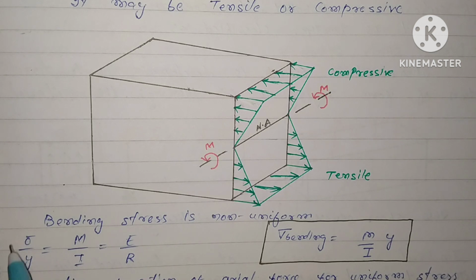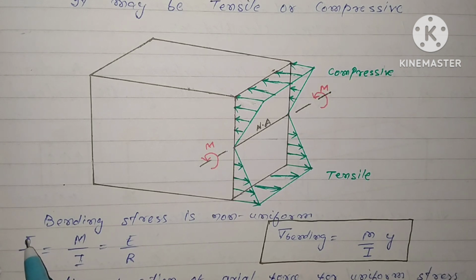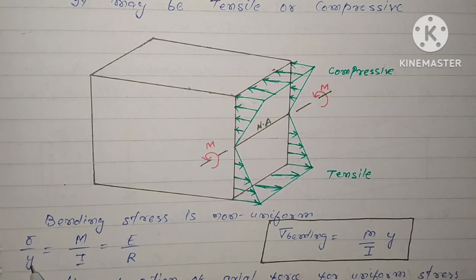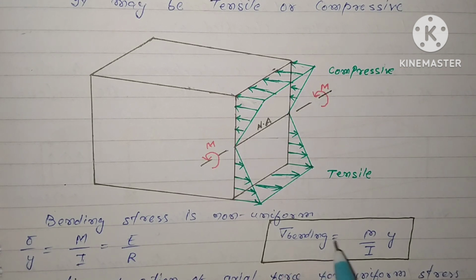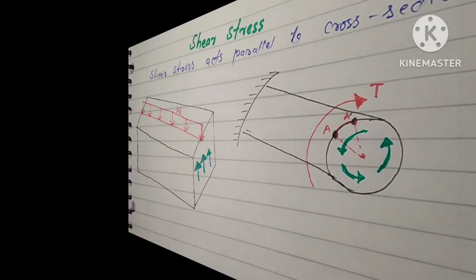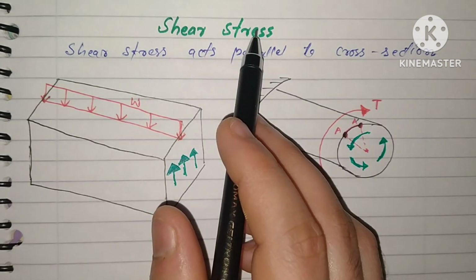It is the bending equation. From the bending equation, bending stress is M by I into y. So the bending stress will be M by I into y. Now we will discuss the shear stresses.